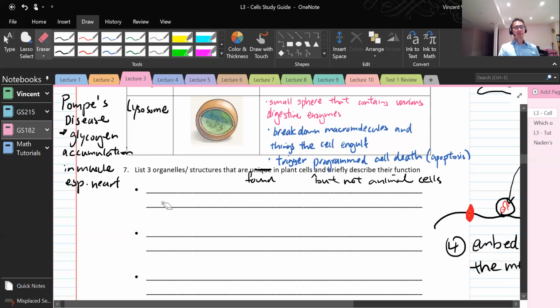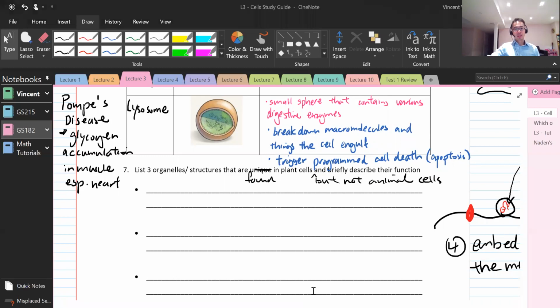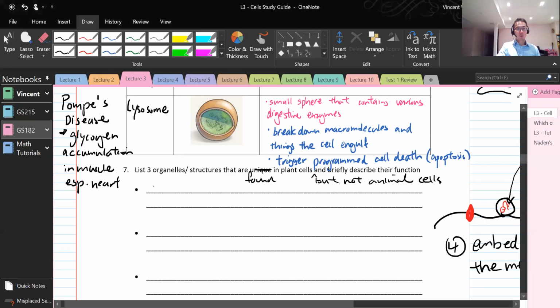So first one, anybody, please tell me something that you will find in plants but not animals. Anything at all? You guys have been really quiet. Anybody want to unmute? Typing is fine, I guess. Yes, chloroplast. Let's write that down. Chloroplast.